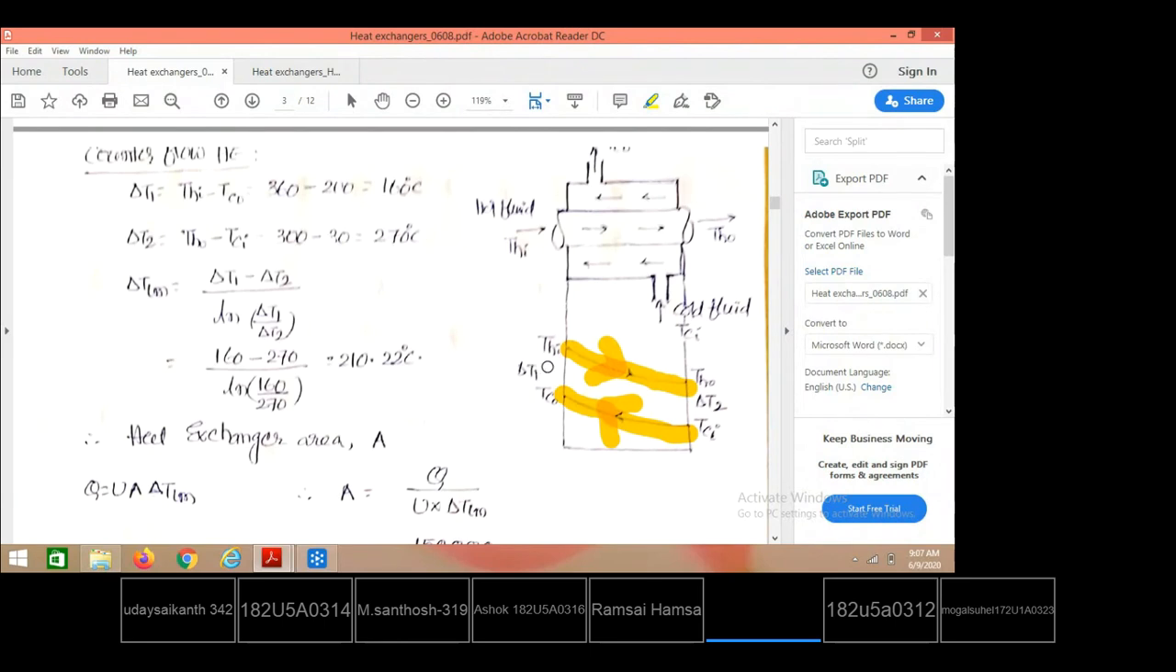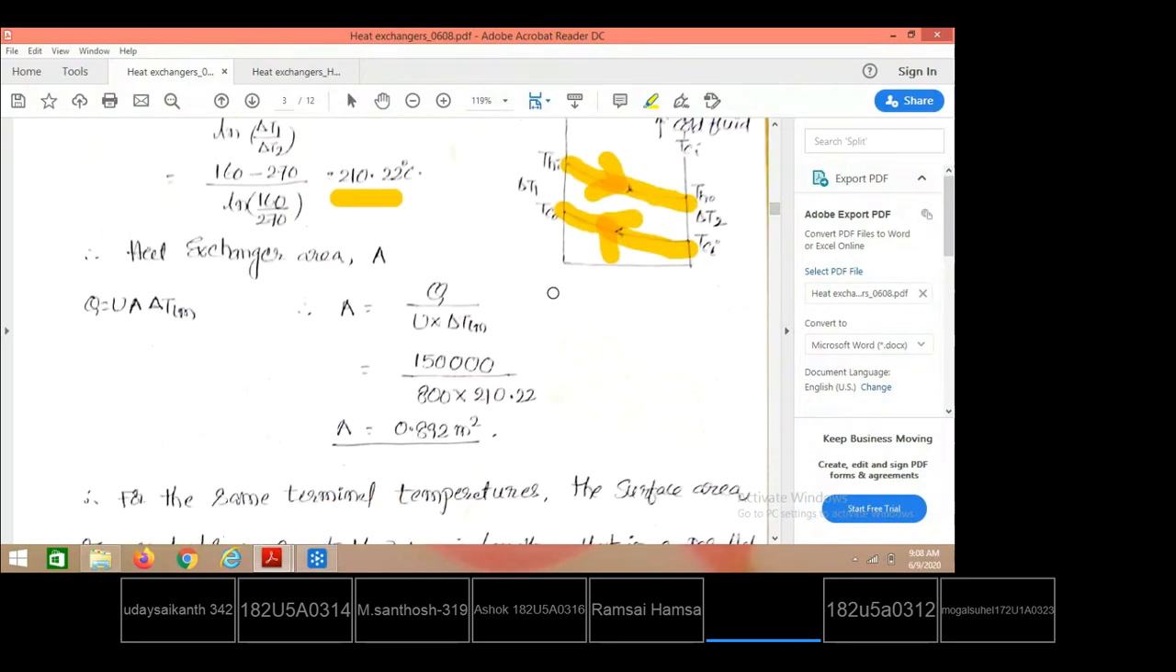In this case, what is delta T1? THi minus TCo, that is what I have calculated: 360 minus 200, 160. What is delta T2? THo minus TCi, so 300 minus 30, that is 270. By substituting, that means (160 minus 270) by ln of 160 by 270. In this case, delta T LM equals 210.22 degrees centigrade. So for a counterflow heat exchanger, that is the logarithmic mean temperature difference.